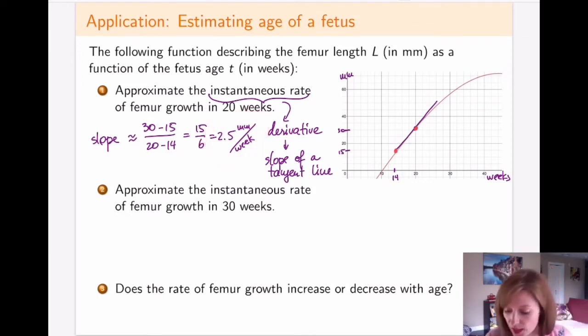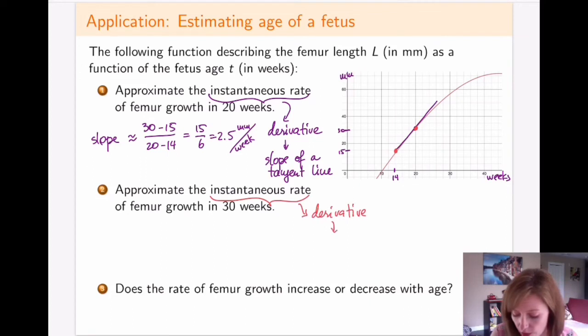We notice that, of course, in the beginning, the growth was different than later, and towards the end of pregnancy, it's different still. So remember that the value of the derivative changes depending on the point at which you are computing it. Okay, so the second question is asking for the exact same thing, but at 30 weeks. So we're going to have the exact same logic here. So the instantaneous rate of change, once again, is a derivative.